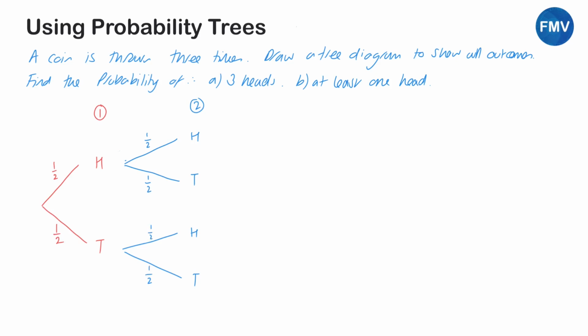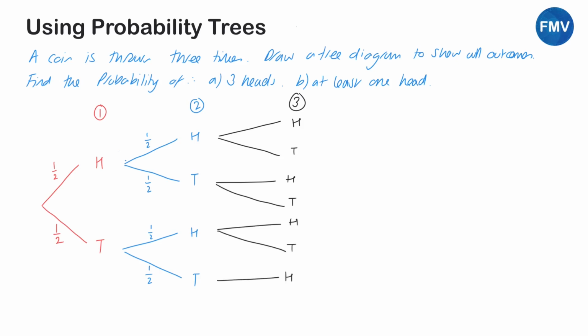And then the final set of branches for the third coin being thrown, we are still looking at a head and a tail, head and a tail, a head and a tail, and finally a head and a tail. And again, they're all probability of a half.